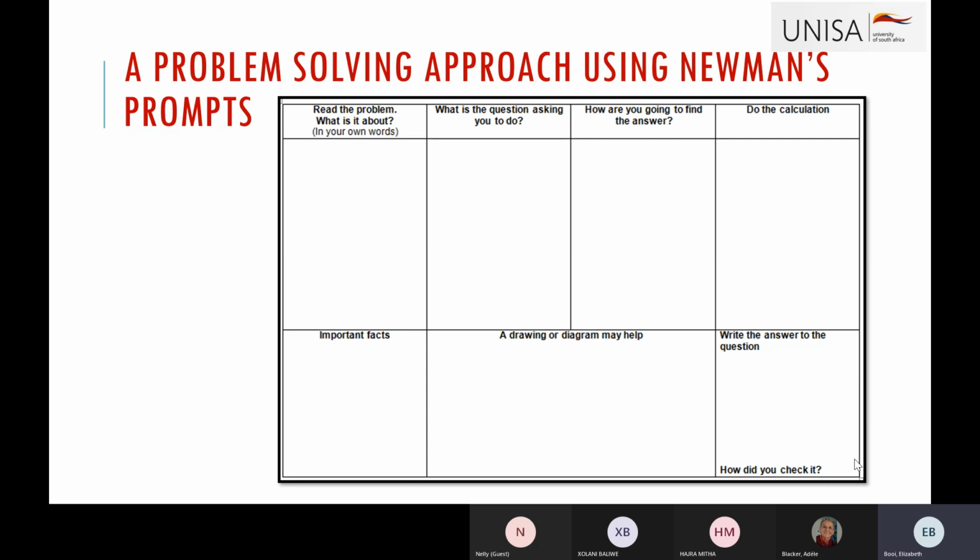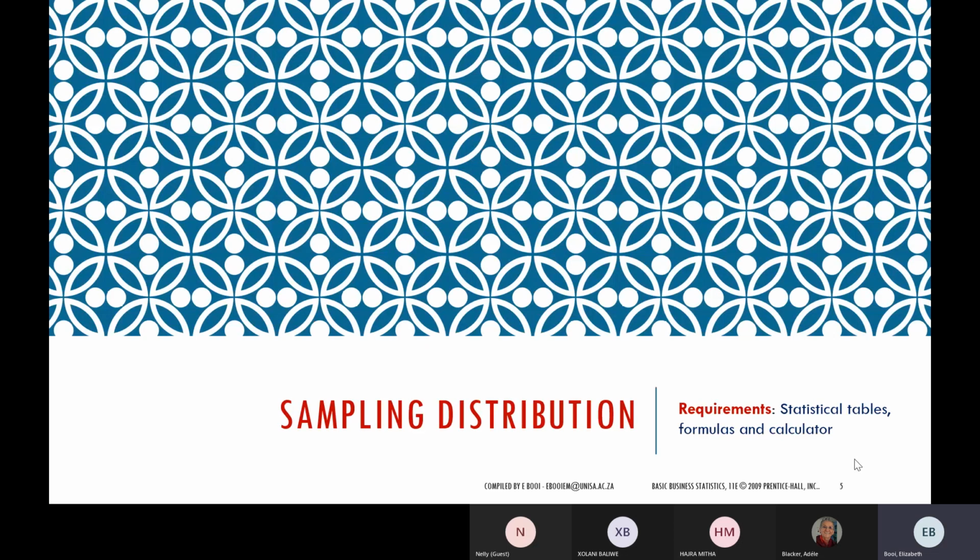So let's start. We're going to learn the basic skills that are required for you to do sampling distribution, and the things that you require in order for you to be able to answer the questions properly. You need the statistical tables. You need to get your formulas close by. And you need the calculator because we're always doing calculations.